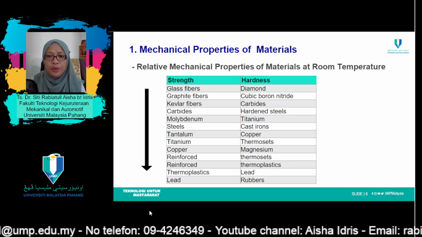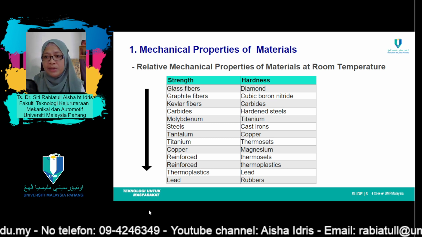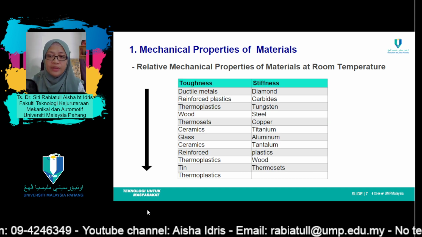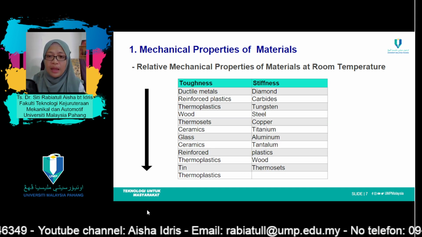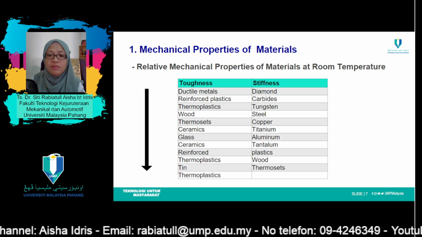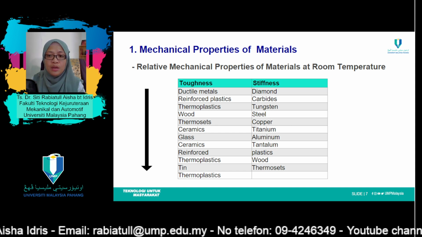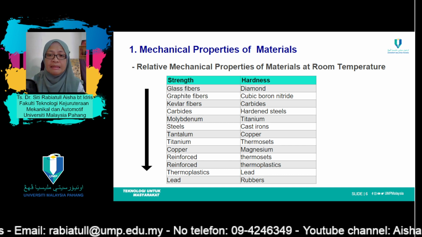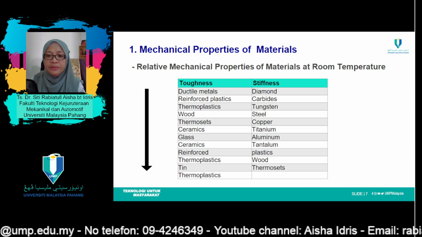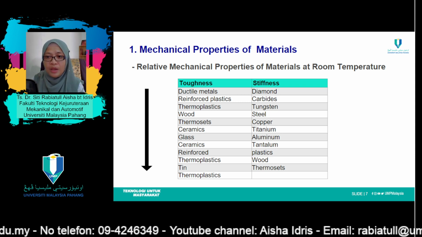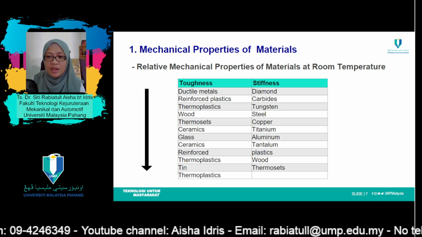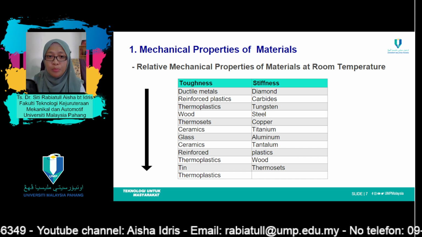This table shows you the relative mechanical properties of materials at room temperature, like strength, hardness, toughness, as well as stiffness. If you look at these two tables, the values of those mechanical properties are moving downward, or decreasing, with different types of materials, starting from fiberglass, graphite, and so on, and this one from ductile materials, thermoplastic, and so on and so forth. So it shows that different types of materials have different properties, even though they are at the same room temperature.